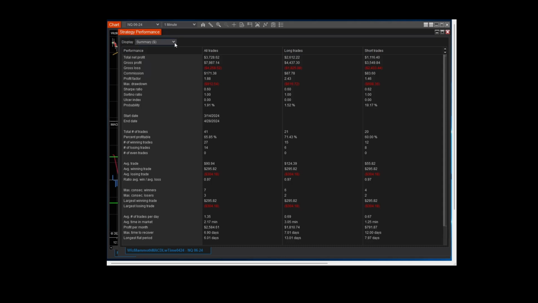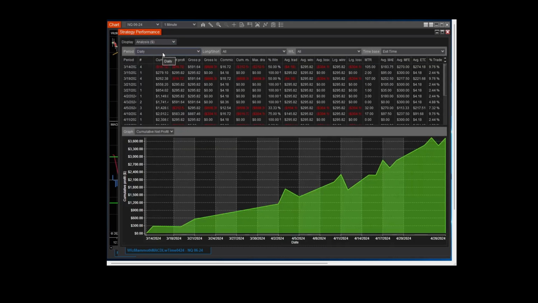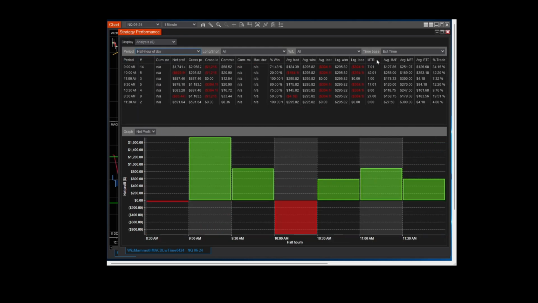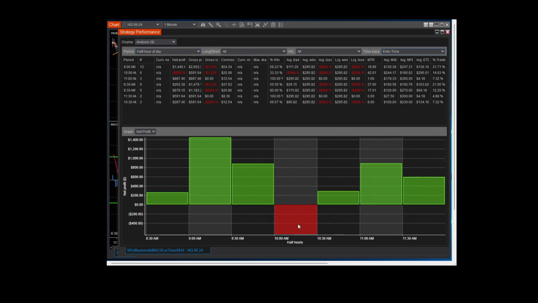That's the net profit, and then you look at analysis again. You want to see, okay, the trend looks nice, and you want to look at the time frame. Yeah, that's pretty much it.